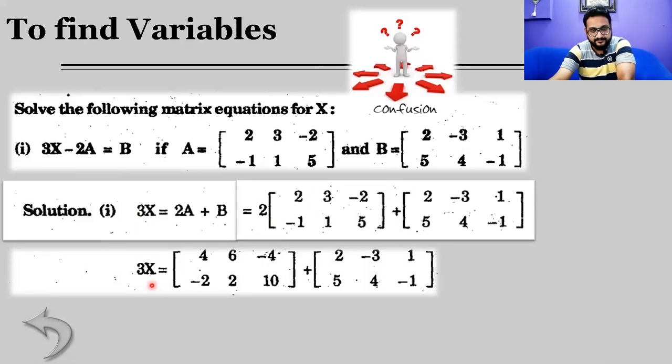The next value is 3x, which stays in its place. The value of this element is multiplied by 2: 2 twos are 4, 2 threes are 6, 2 twos are 4, 2 ones are 2. The minus sign is still here, but the value will be multiplied. 2 ones are 2 and 2 fives are 10. So first you calculate the matrix of this multiplied by 2, and the value of b is copied here.